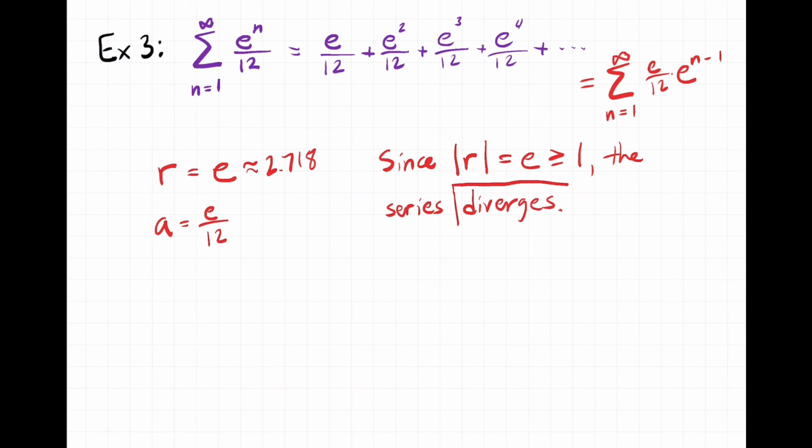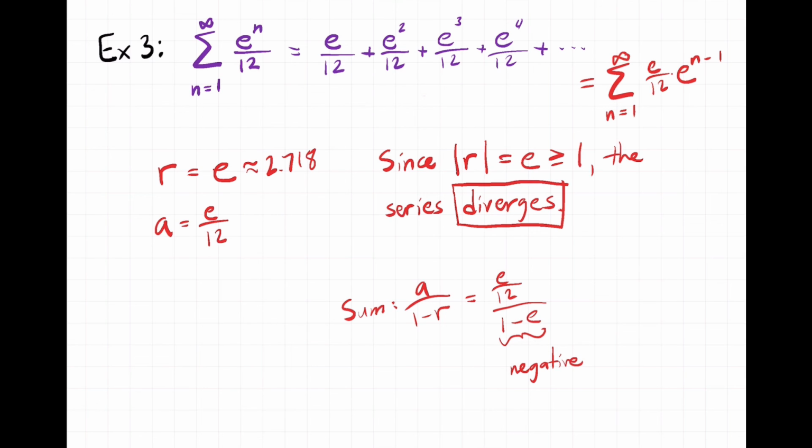And since the series diverges, we cannot find a sum for it. There is no ultimate sum. In fact, if you tried to work out what the sum was using that formula, you'd say a over 1 minus r. Well, your a would be e over 12, and 1 minus r would be 1 minus e. Well, the problem here is 1 minus e is negative, because e is more than 1. This is actually a negative number.